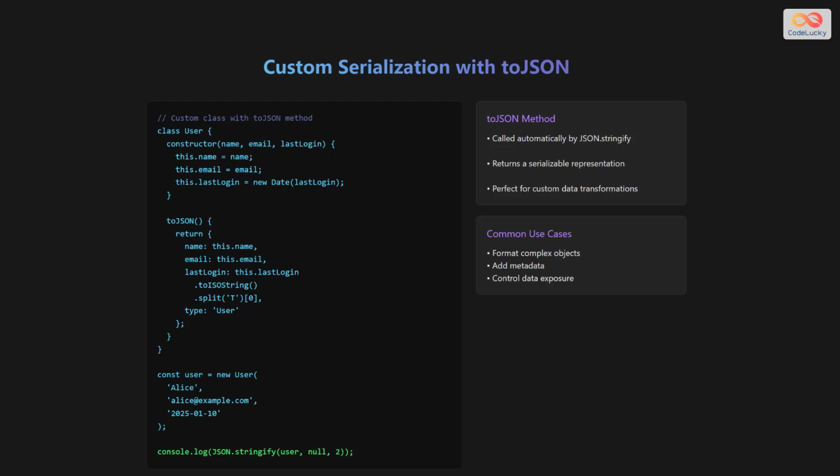In the example shown, the user class has a toJSON method that formats the output object. It converts the last login date into an ISO string and adds a type property. The output shows the result of this custom serialization, where the date is formatted and type is added to the result.